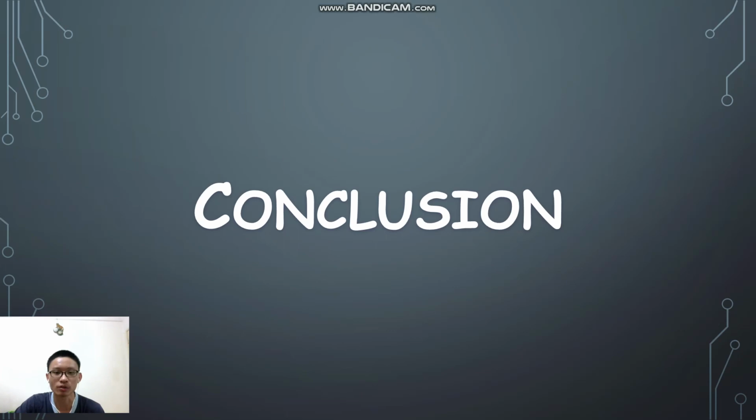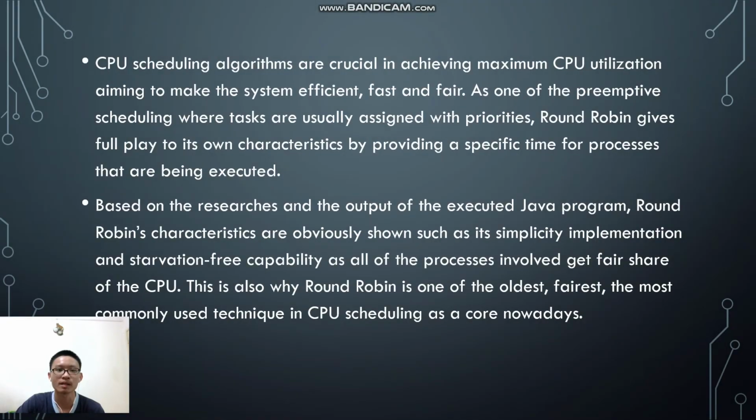So this is the conclusion for our project. CPU scheduling algorithms are crucial or important in achieving maximum CPU utilization, aiming to make the system efficient, fast, and fair. As one of the preemptive scheduling, where tasks are usually assigned with priorities, round-robin principle gives full play to its own characteristics by providing a specific time for processes that are being executed.